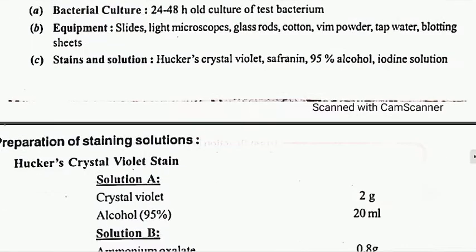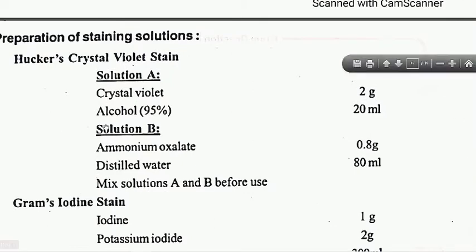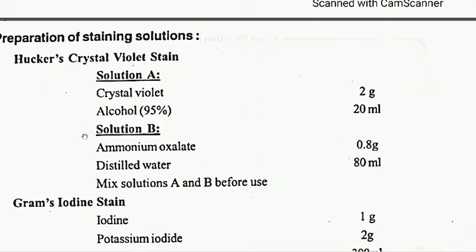Okay, now we can prepare two solutions. Hooker's crystal violet solution A is very well known: crystal violet 2 gram, alcohol 95%, 20 ml. Solution B: ammonium oxalate 0.8 gram, distilled water 80 milliliter. These two solutions A and B need to be mixed before use.